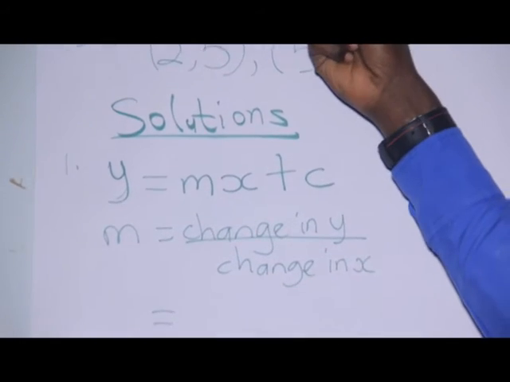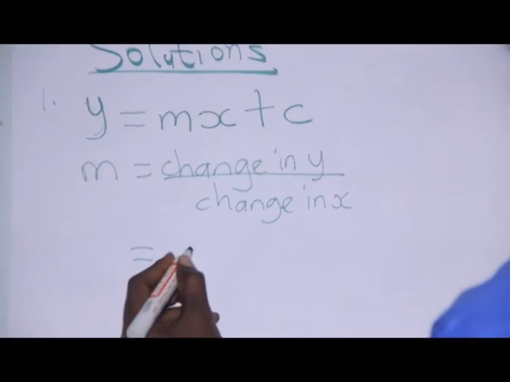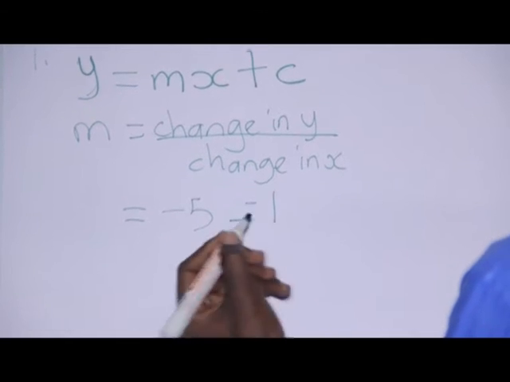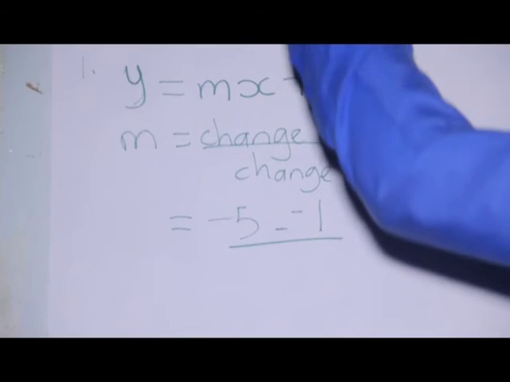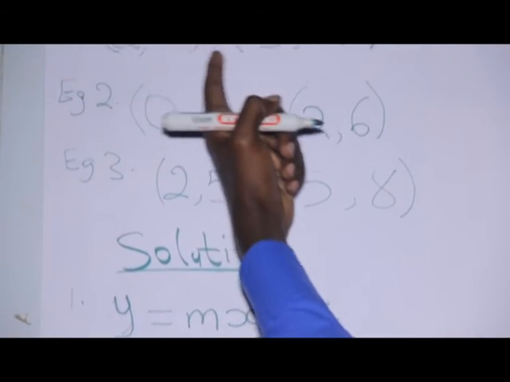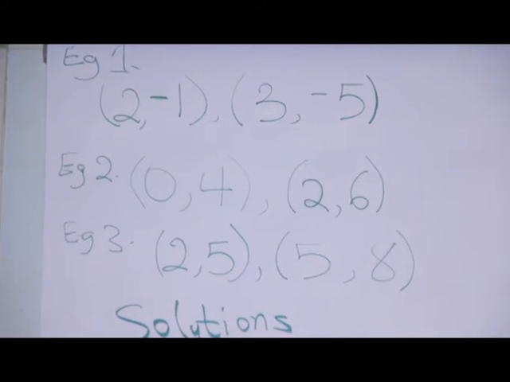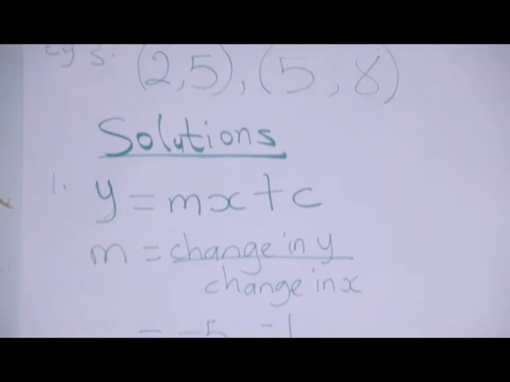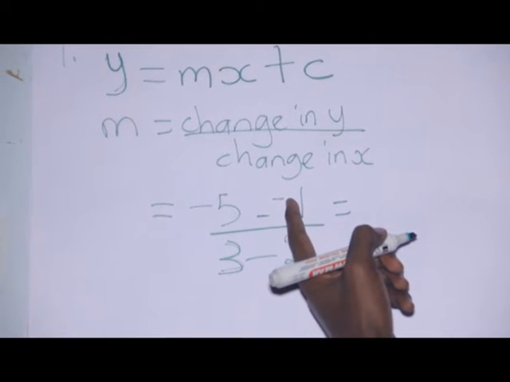In other words, I get the y coordinate here and subtract it from the y coordinate here. So I have -5 minus -1, divided by change in x. I get my x coordinate here and subtract it from the x coordinate in this case. So the x coordinate here is 3, subtract from it the x coordinate the other side, which is 2. So in this case, I end up with -5 minus -1.